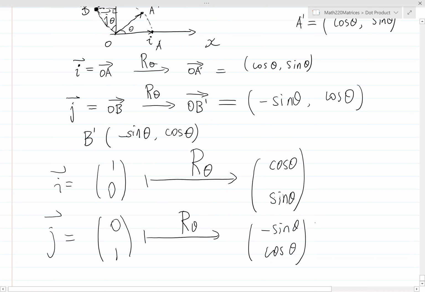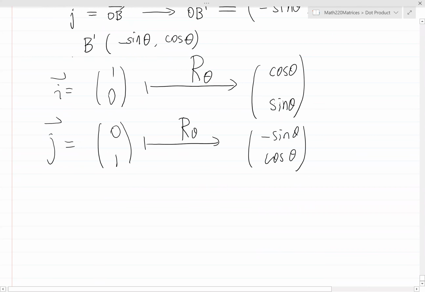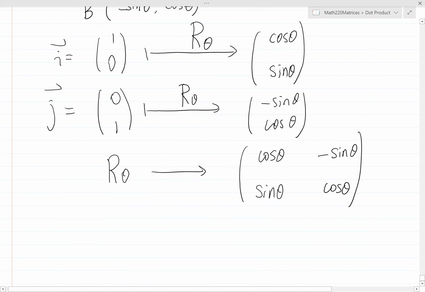So if you write it as a matrix, then you see R theta corresponds to this matrix. The first column gives us the image of I, so it's cosine theta, sine theta. And then the second column gives us negative sine theta, cosine theta. So this is the rotation with respect to O by angle theta.